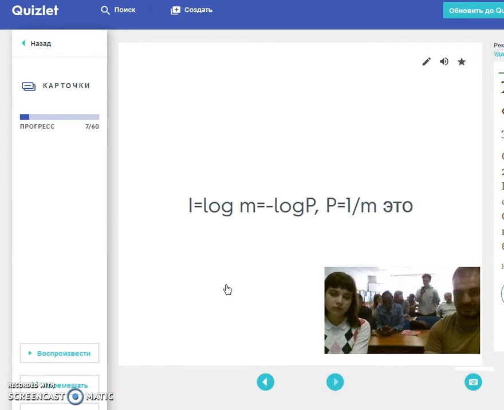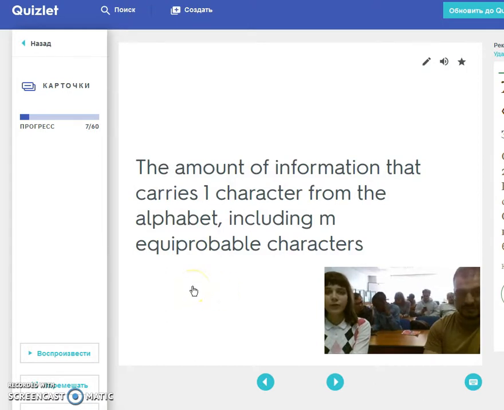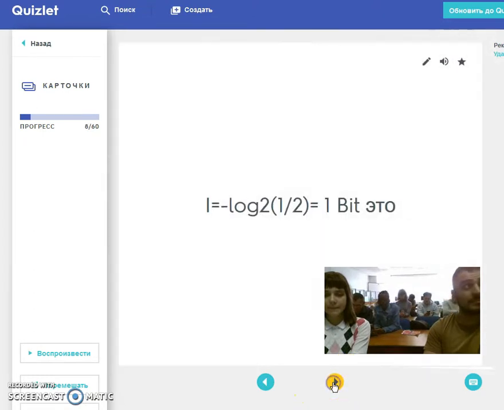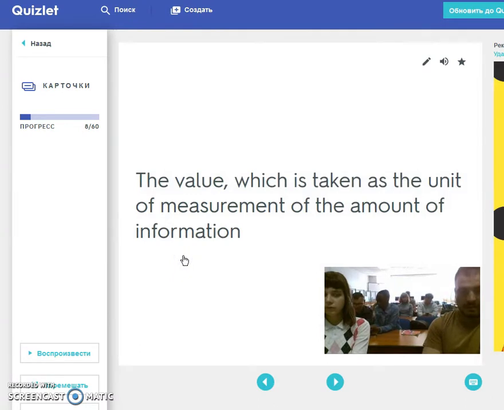This is the amount of information that one character from the alphabet including m equiprobable characters carries. I = -log2(1/2) = 1 bit is the value which is taken as the unit of measurement of the amount of information.